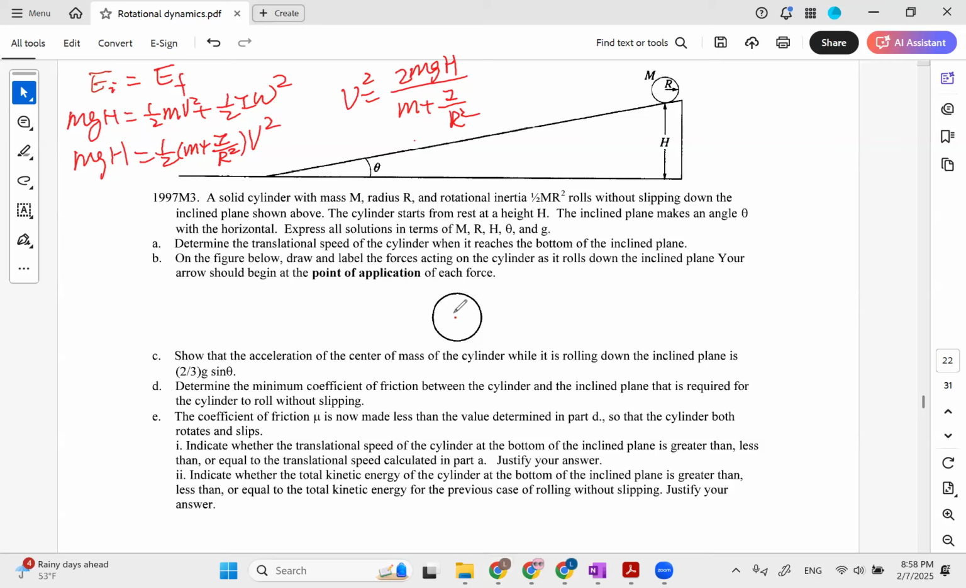Jameson, how many forces are applied on this cylinder, solid cylinder? Gravity, normal force, and friction since it rolls without slipping. So Fg going down, right? Now, did you set up the equation to find the acceleration? It's normal force. Good.